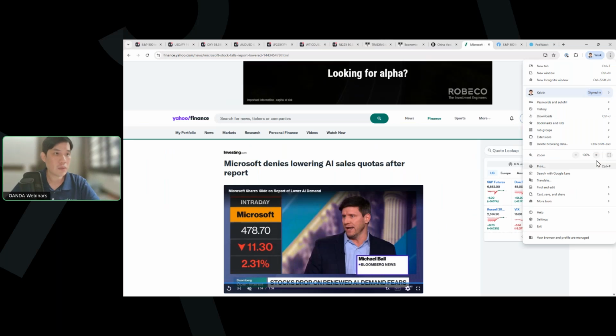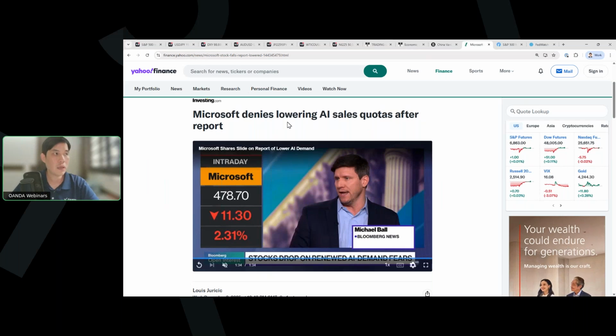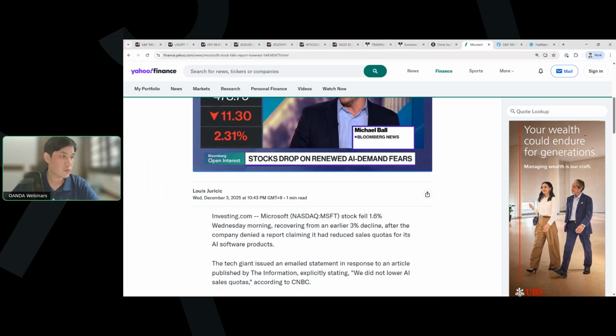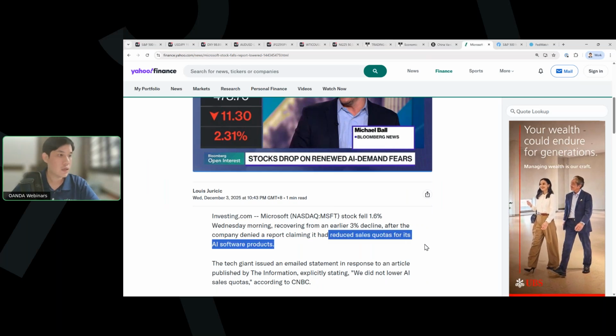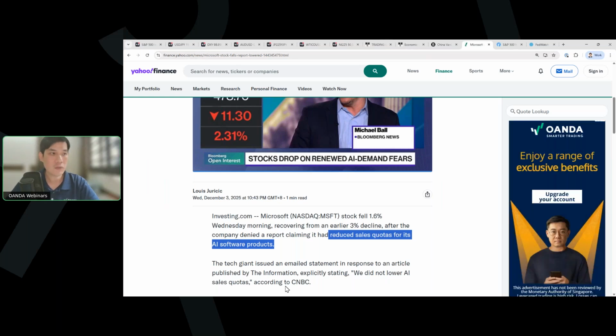So let me expand my screen so that you guys can have a better view of the fonts. Microsoft denies lowering AI sales quota after a report. There was a report stating that it has reduced sales quota for its AI software products, and that is being viewed as a rather negative sentiment. Why? Because we know that 3 or 4 weeks ago, there was this fear about an AI bubble brewing in the US stock market. So anything that is rather sensitive to a reduction or a pessimistic outlook regarding AI-driven software or products by these mega cap technology firms will potentially create a negative feedback loop.